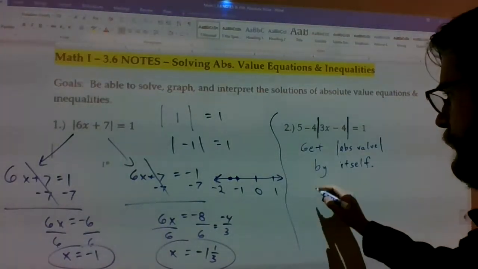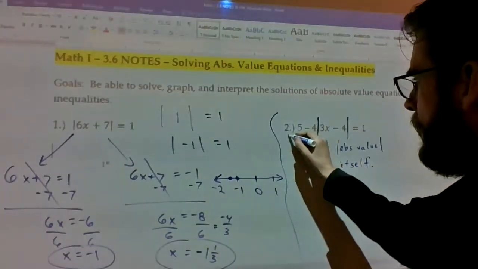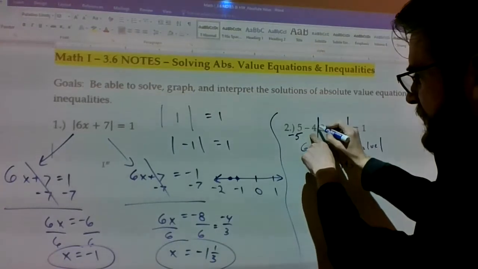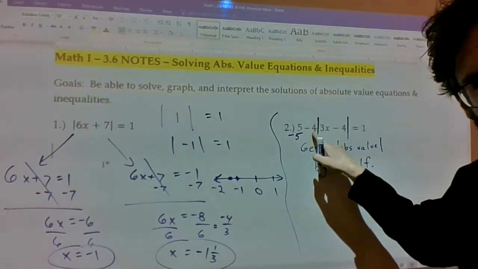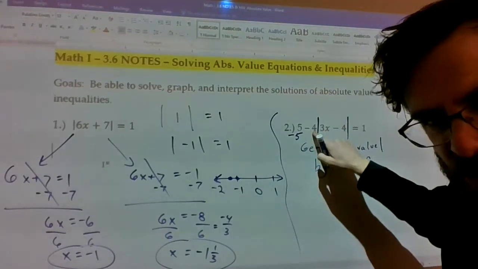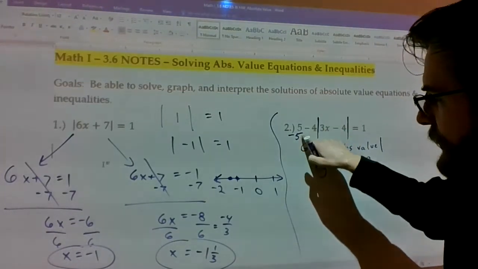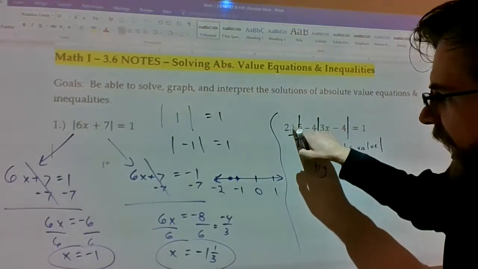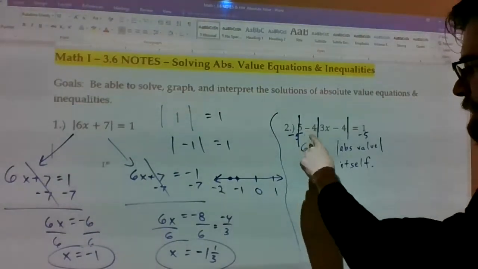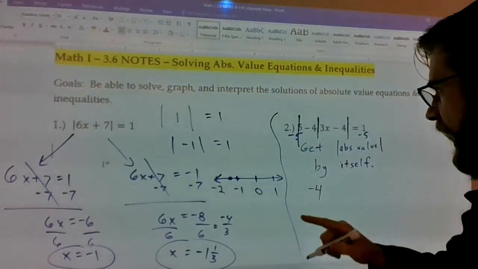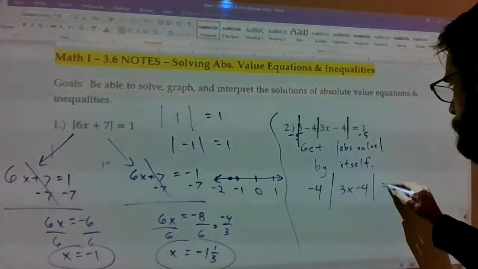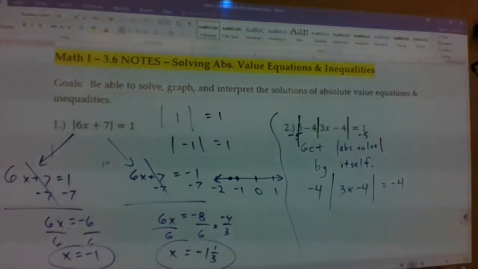So what we would do is I'm going to subtract 5 because, this is multiplication here. When you put a number directly on the outside of the absolute value bars, you are implying multiplication going on. So I can undo this plus 5 first by just subtracting it from both sides. So that leaves me with negative 4 times the absolute value of 3x minus 4 is equal to 1 minus 5, which is negative 4.